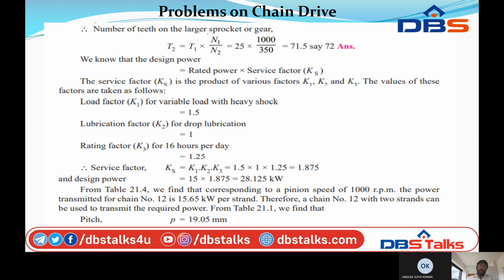From the table, we find that corresponding to the pinion speed of 1000 rpm, the power transmitted for chain number 12 is 15.65 kilowatts per strand. Therefore, chain number 12 with two strands can be used to transmit the required power. From Table 21.1, we find the pitch P is equal to 19.05.